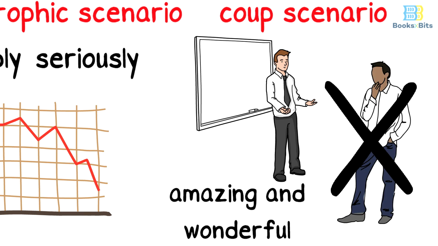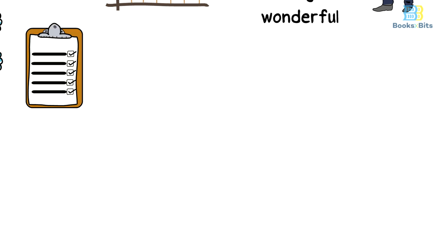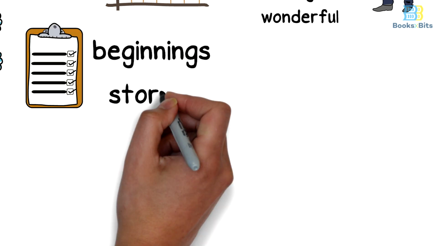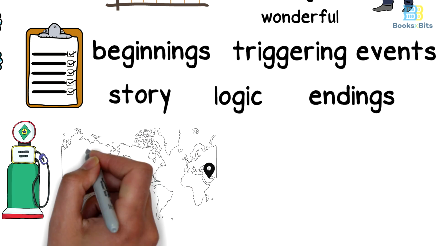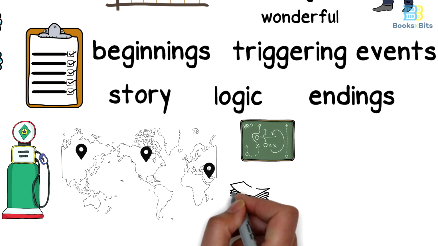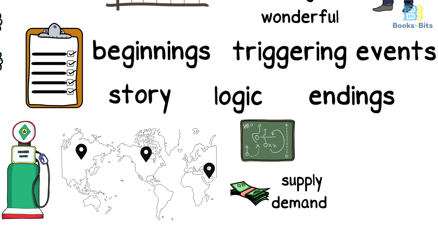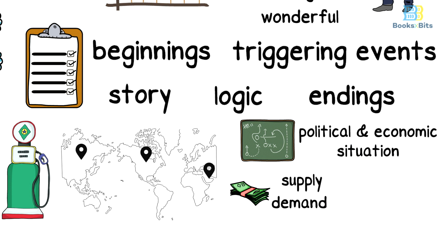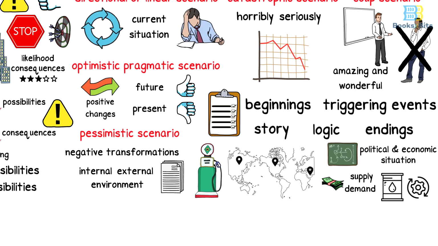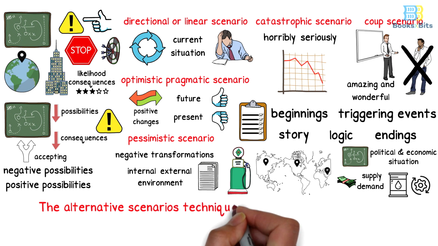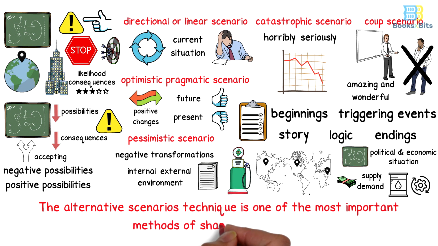The scenarios usually consist of 5 basic elements, which are the beginnings, the story, the triggering events, the logic, and the endings. An example of using alternative scenarios technique is the oil market, where all exporting countries develop different scenarios according to different oil prices, supply and demand, and the political and economic situation of other exporting countries. And therefore, they determine the quantity that they will produce. Bit to remember, the alternative scenarios technique is one of the most important methods of shaping the future.